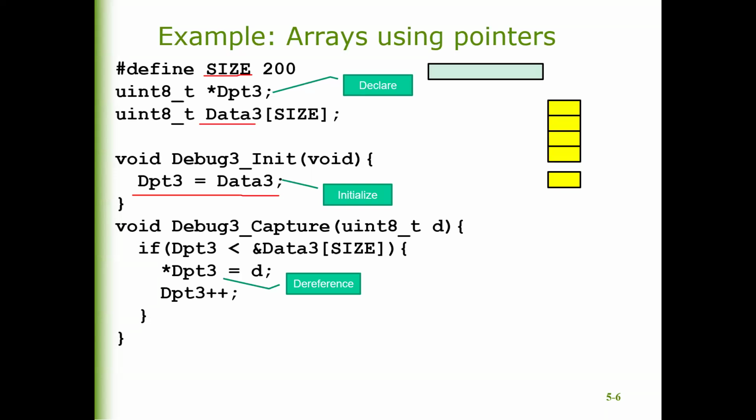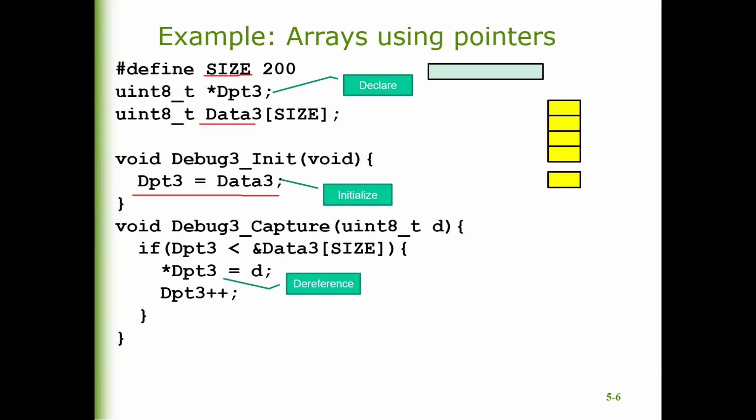So for example, if this is our array data3, the pointer dpt3 will point to this memory address directly. Makes sense? Because that's the first element. But only an array can do this. If you change it to the stack, this is not the right syntax. But for an array, it's okay. Okay.